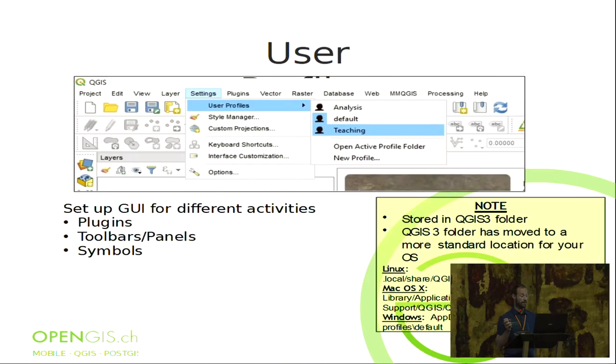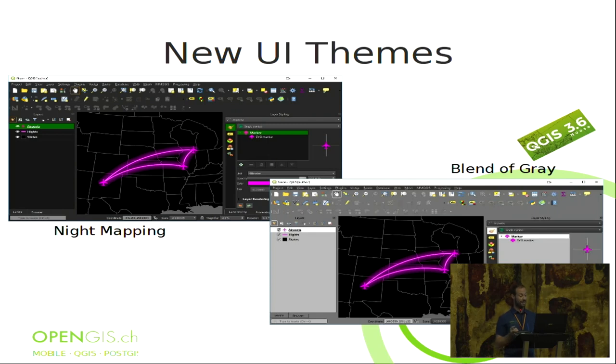First thing, user profiles. You can now define different profiles, so you can say when I'm teaching, when I'm doing analysis, there are going to be different toolbars that show on and off, plugins, etc. Everything will change depending on the profile that you're using. New UI themes, and sorry for speaking really quickly, but I do have 40 slides. Night mapping, so dark for people that like doing work in the evening. And Blend of Gray, that's only starting from 3.6. I always added a little sign when it's 3.6 only.